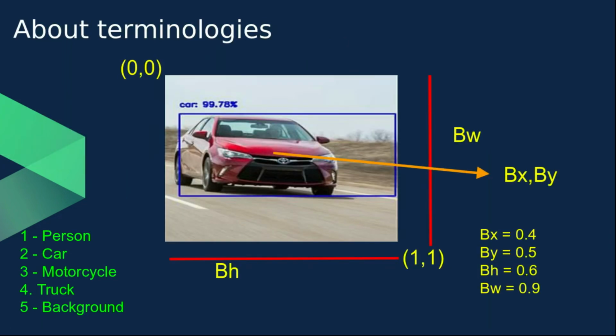So the upper left of the image, if you have taken a class about Cartesian planes, you would know that we normally denote the top left corner by 0,0 and the bottom right by 1,1. And so specifying the bounding box, the blue rectangle, requires specifying the midpoint. So that's the point bx, by, as well as the height bh and the width bw.